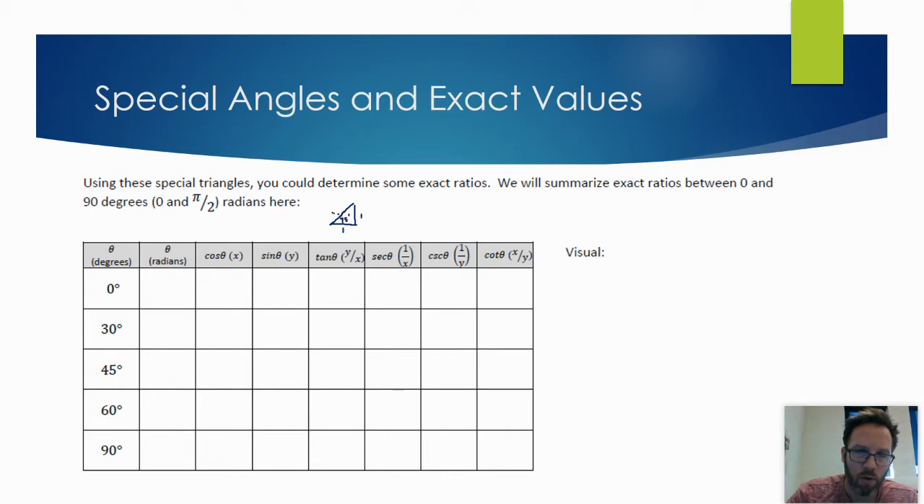45, 1, 1, root 2, 1, 2, root 3, 60, 30. You guys have them on your notes, so you don't need to write them small there.